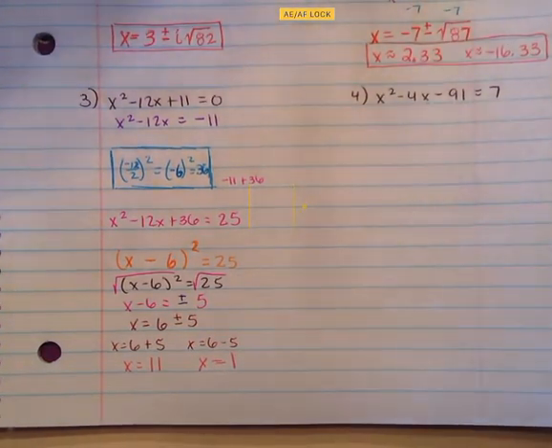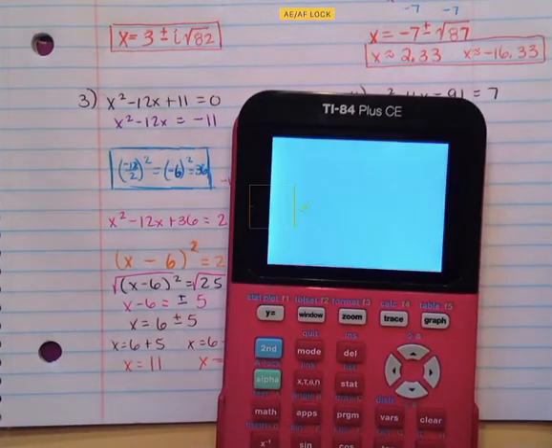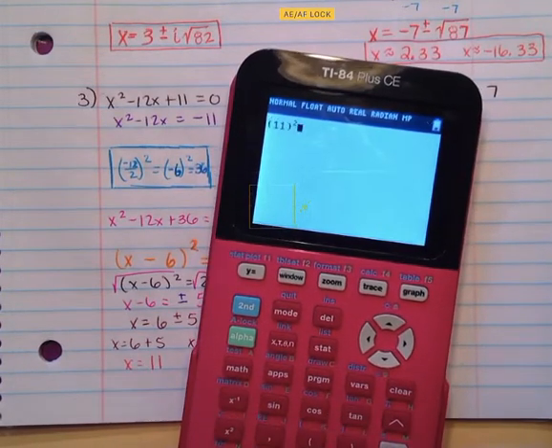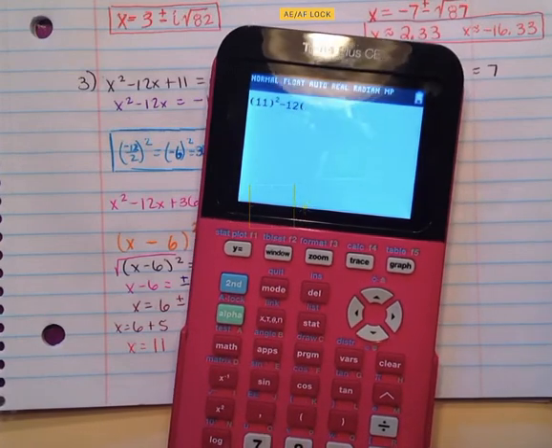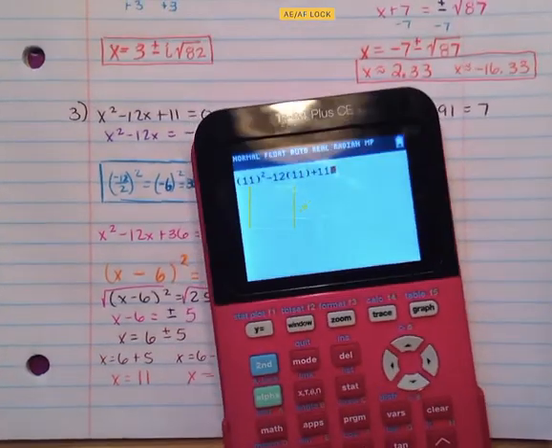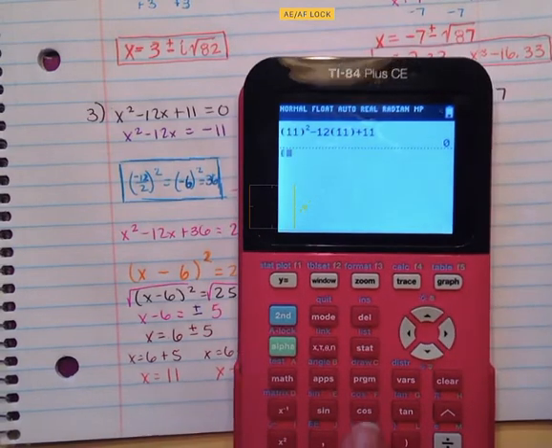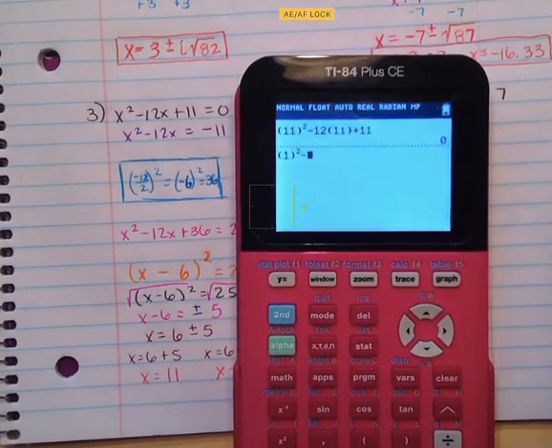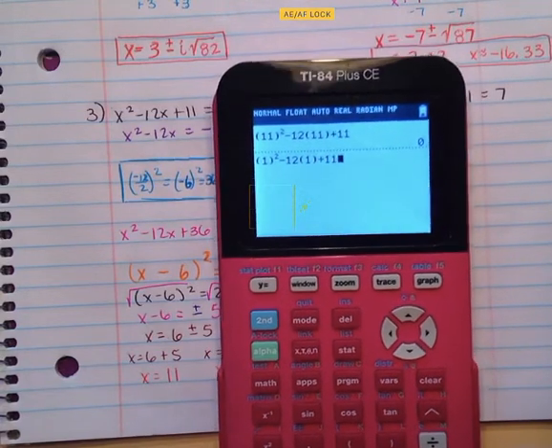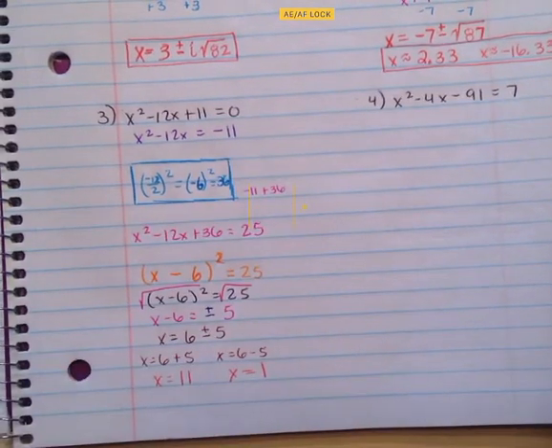And we can check it back to our original problem. 11 and 1. We're going to go back to the original. So 11 squared minus 12 times, parentheses 11, close parentheses, plus 11. And when I press enter, it should give us 0. It does. So 11 works. We'll do the 1. So parentheses 1, parentheses squared, minus 12, parentheses 1, close parentheses, plus 11. If I press enter, it should give us 0 again, and it does. So our two answers are 11 and 1, and these are correct.